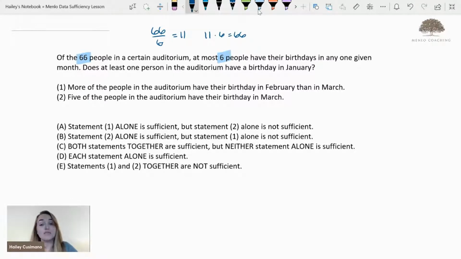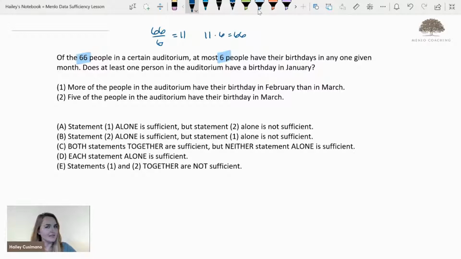Because ultimately, on this yes-no data sufficiency question, there are a whole bunch of different ways that I could answer the question yes, a whole bunch of different ways in which I could divvy up these 66 people across all 12 months. There's only one way to answer this question no. What would need to be the case in order to have 0 birthdays in January, according to the numbers that they gave me here? What would I need to know to have 0 birthdays in January if we're capped out at 6 birthdays a month and we have a total of 66?